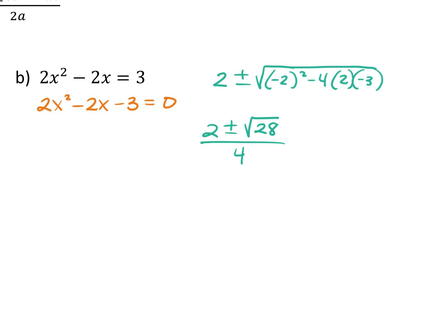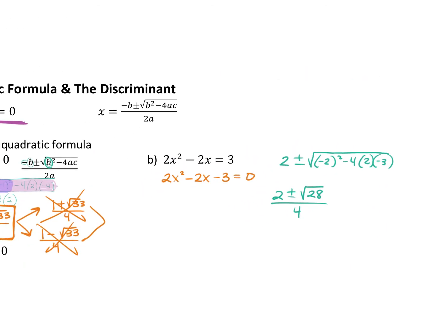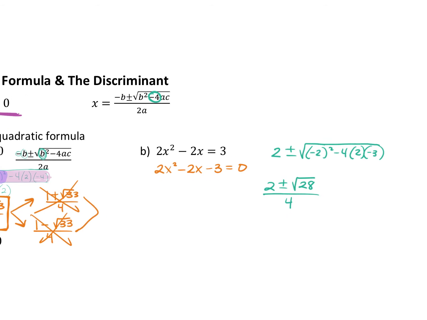Are you done? No. Simplest, yeah, Sarah. Where did the 4 come from? The negative 4. That's just part of the equation, right? It's minus 4 times A times C. That's the 4 you're talking about, right? Yeah. Not the bottom one.